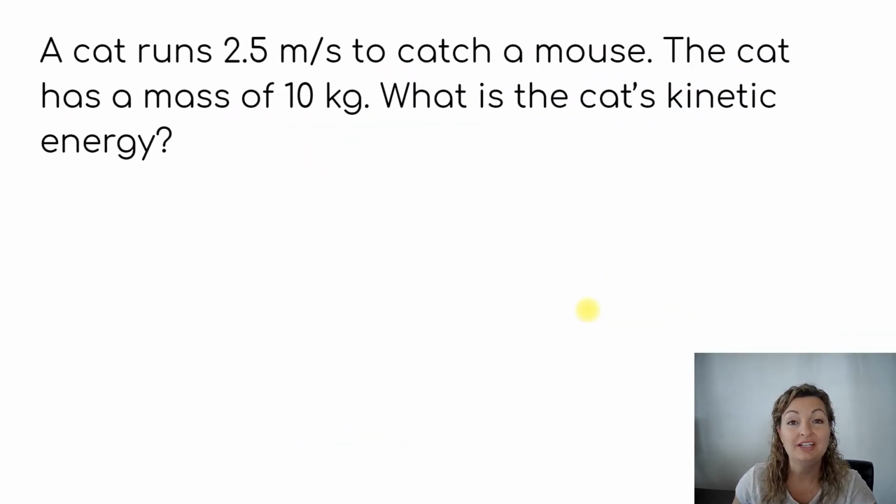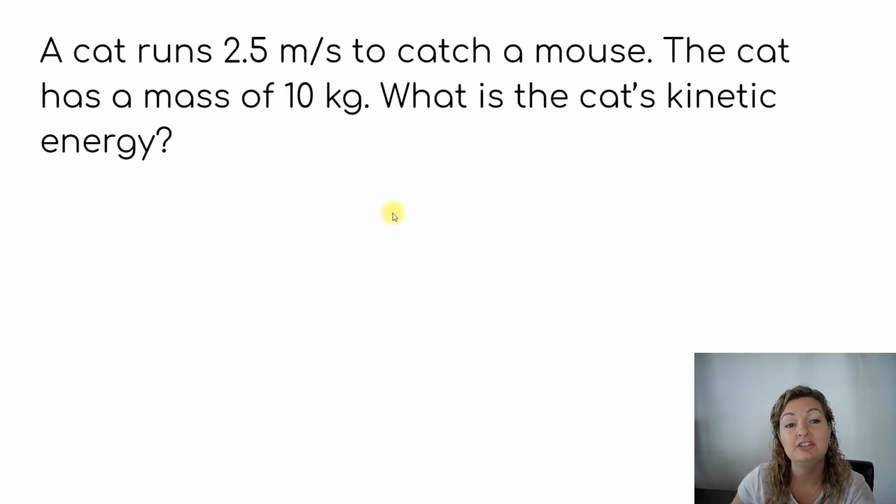So let's go ahead and look at a sample problem. It says a cat runs 2.5 meters per second to catch a mouse. The cat has a mass of 10 kilograms. What is the cat's kinetic energy? So the very first thing we need to do is we need to write down our givens, right? What numbers go with what variable so we can start to solve this problem.